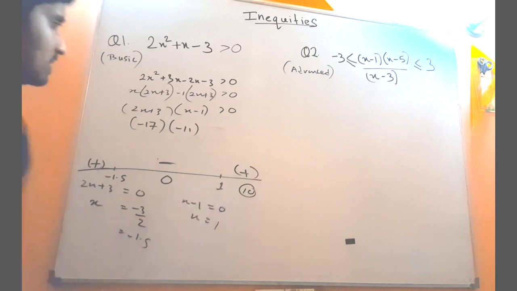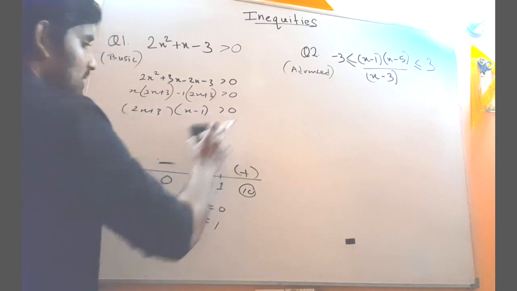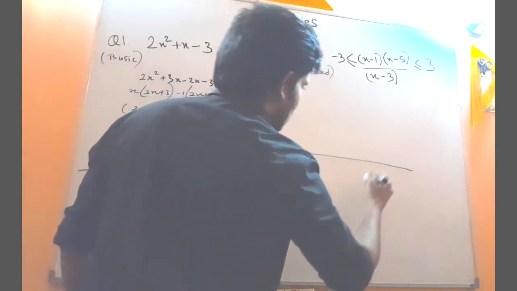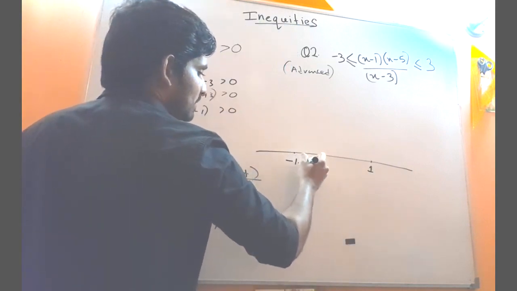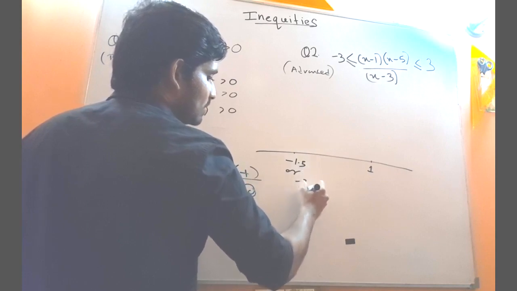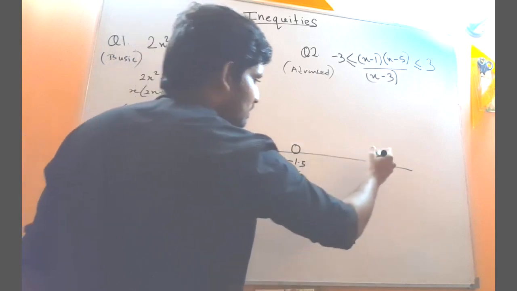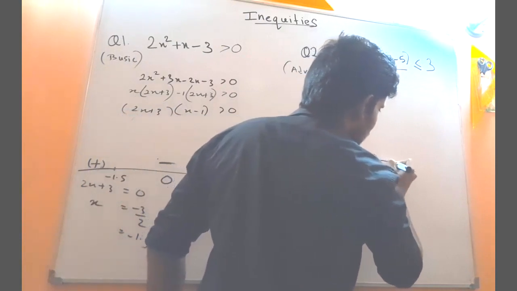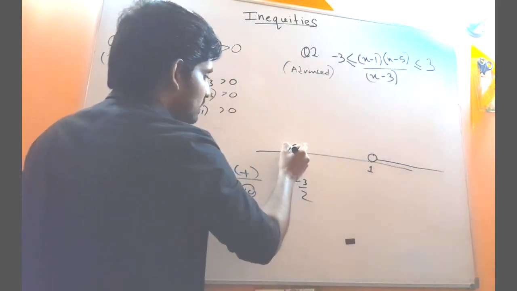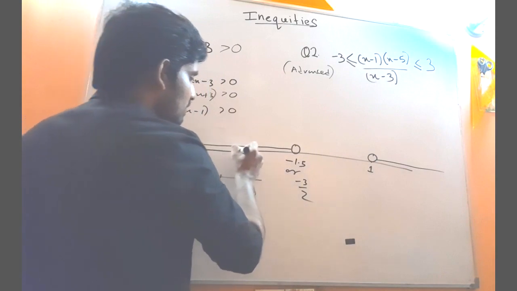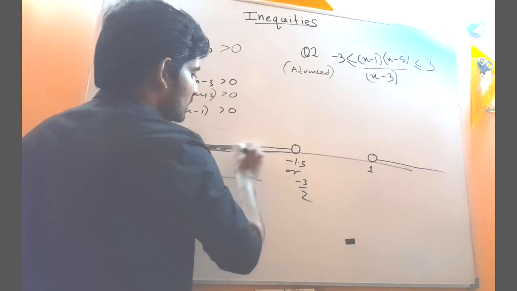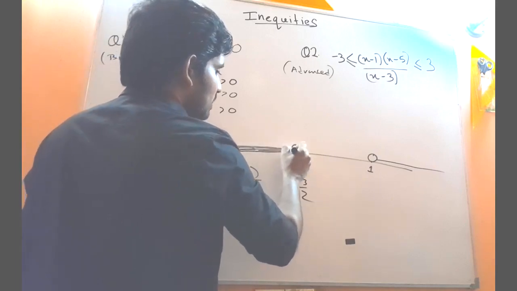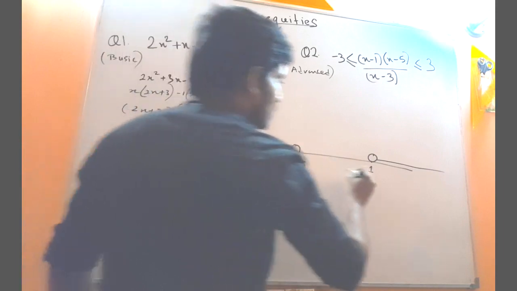So now this is the range. What will be the answer? What are the values that satisfy this inequality? Here we have 1 and here we have minus 1.5, or minus 3 by 2. These are the values. I will just color this.